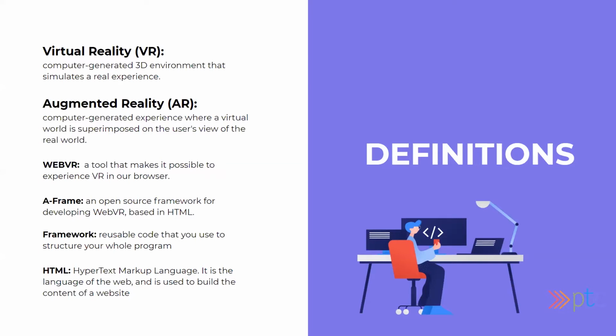So now that we have those definitions out of the way, I want to talk about the main framework we'll be using that will make everything possible. A-Frame is an open source framework for developing WebVR. It's all based in HTML. Because it is cross-platform, we can experience A-Frame projects using anything from an Oculus Rift, which is a VR headset, to the browser on our desktop computer. WebVR is essentially a tool that makes it possible to experience VR in our browser. We can use WebVR to develop, experience, and share our VR projects.